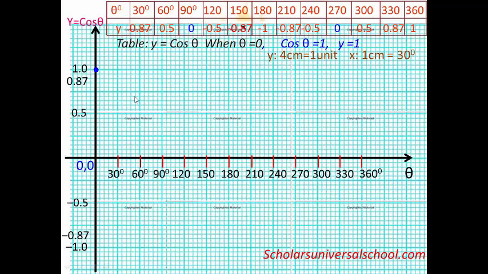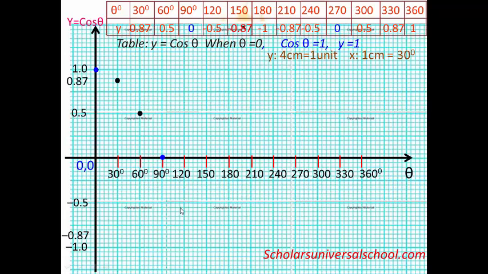Then the second one: when theta is 30 degrees, y equals 0.87, just as we did for sine theta. So our value is going to be somewhere here. If we continue that way, for 60 degrees it will be this place. For 90 degrees, recall that cos 90 degrees is 0. Although sine 90 degrees is 1, cos 90 degrees is 0. So this is the point where we're going to plot.